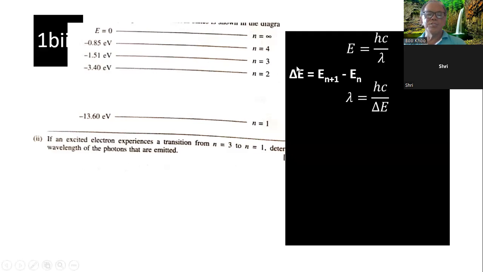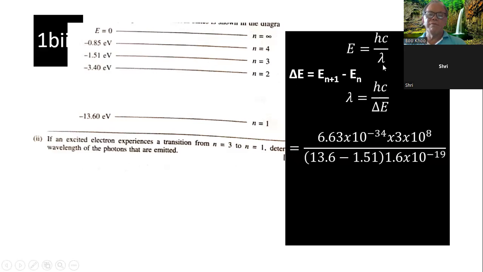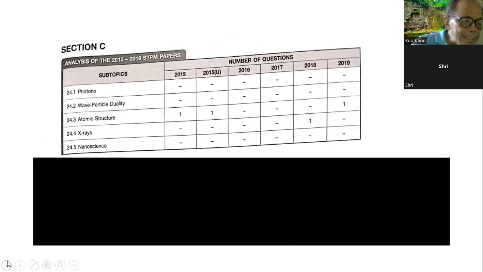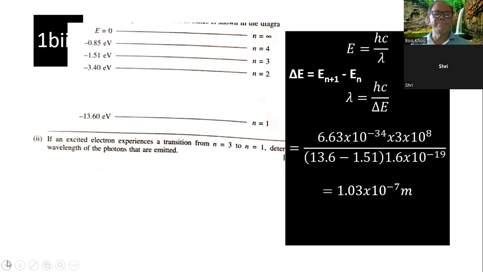And this is E3, this is E1. If you want to find the wavelength, take your E down. That is emitted as your electromagnetic radiation. H is 6.63, this is your h, that's your c. Right? Electron volt, you have to convert it to joule, so we multiply by 1.6 times 10 to the power minus 19. Okay. Anything that's not clear? It looks all right. You can calculate.